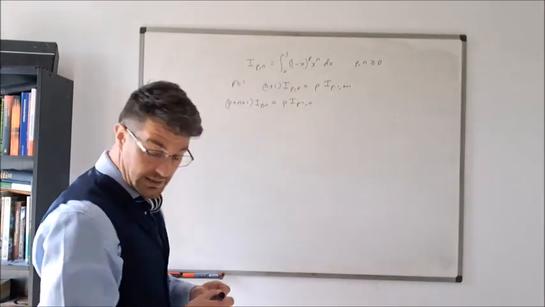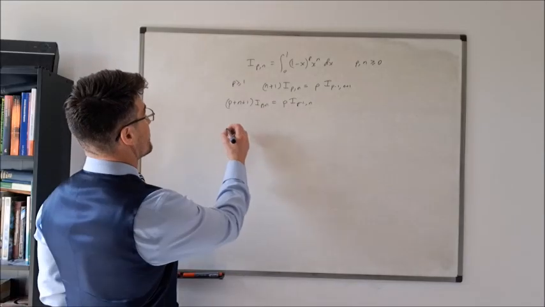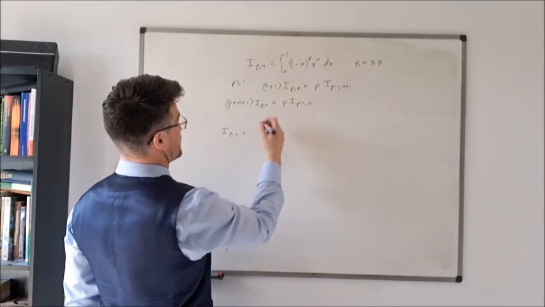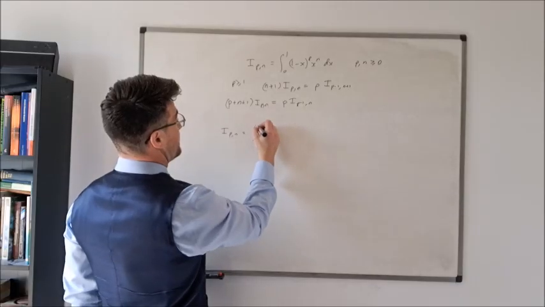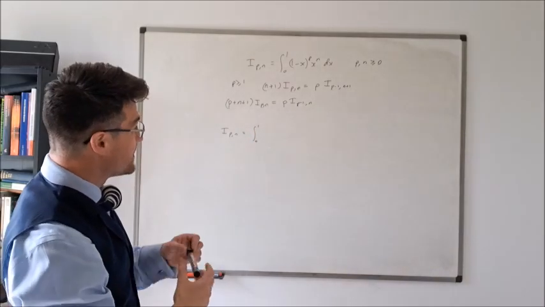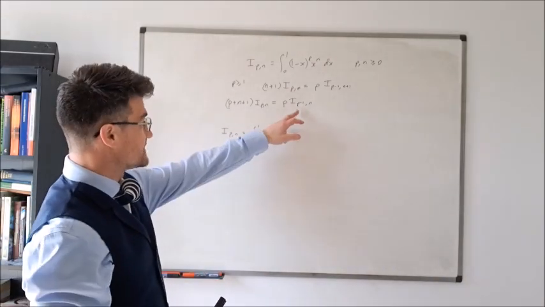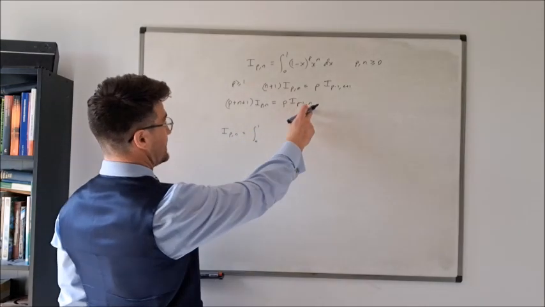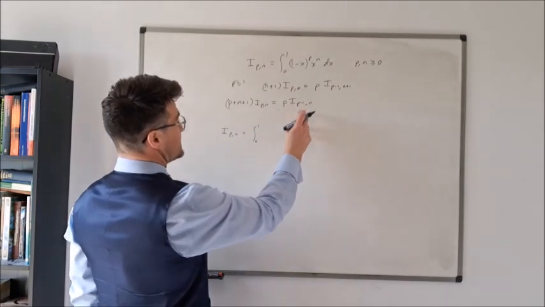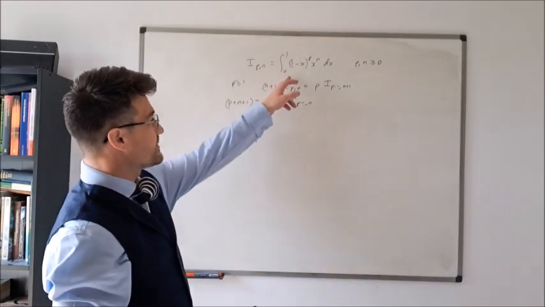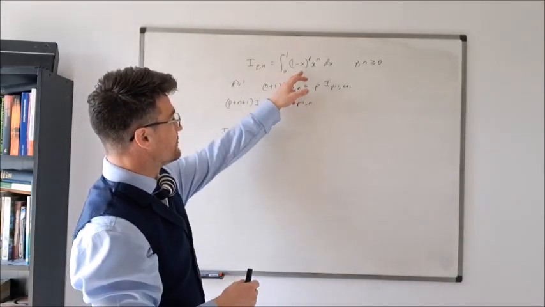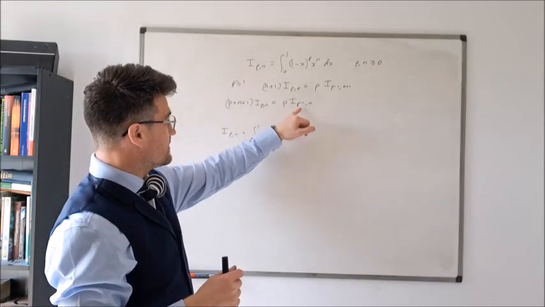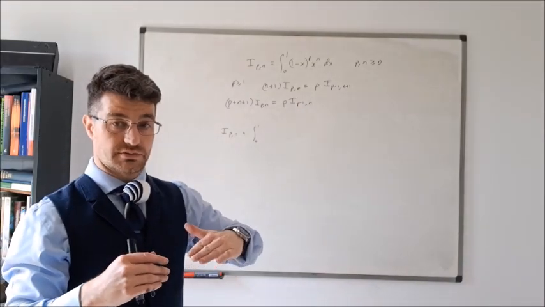So I_pn is equal to this integral. But I think what gave me the motivation to do what I'm about to do is the fact that I've got p minus 1 here and n. So I know that when I use integration by parts on this, that kind of reduces the power in one and increases the power in the other. Here I've just reduced one of the powers.